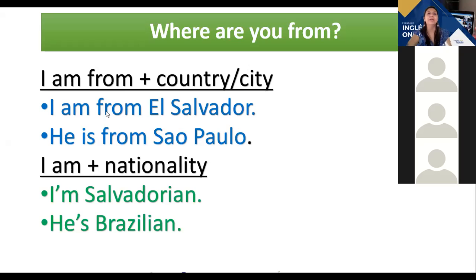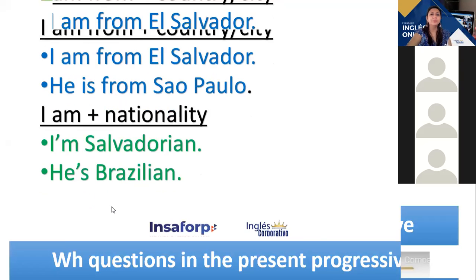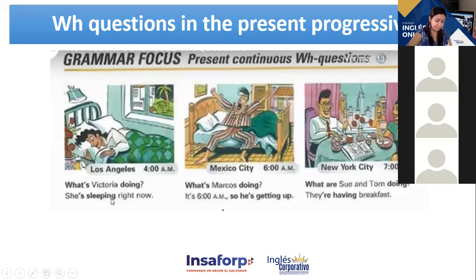Remember, if we say the city, I am from San Salvador, I am from San Miguel, I am from San Vicente, I am from Cuscatancingo. If we mention a city or department from our country, we say I am from. Okay? Now let's practice or review present continuous in WH questions.